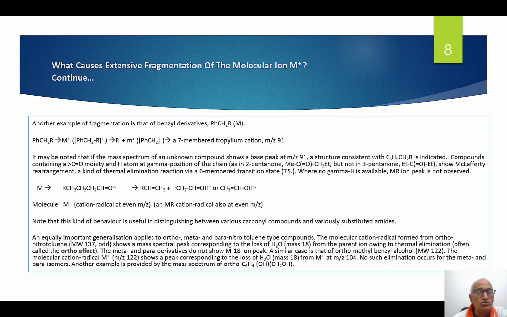Now, one more rearrangement is very common in mass spectrometry. This is known as the ortho effect. For example, suppose we have orthonitrotoluene, metanitrotoluene, and paranitrotoluene. Then the ortho isomer will show this effect.